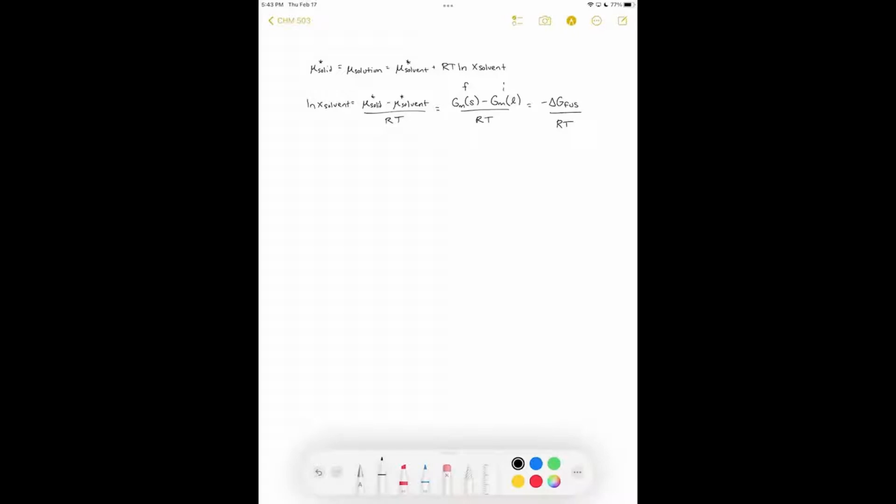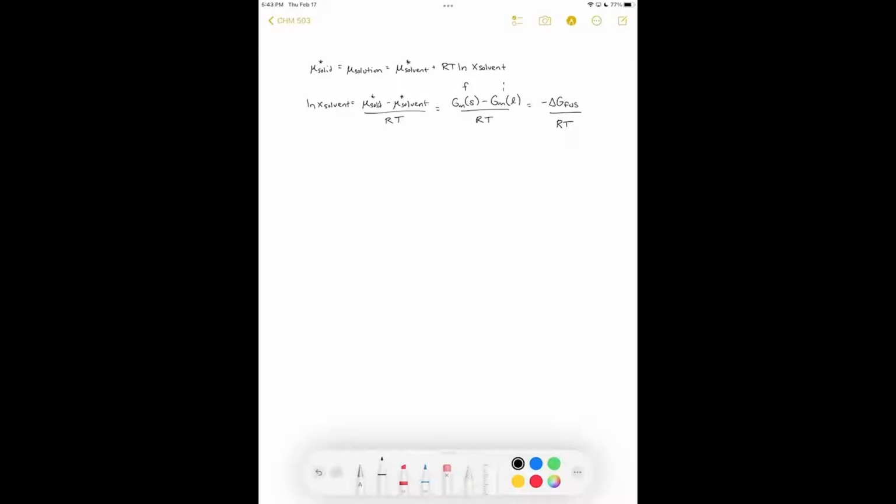So the natural log of the mole fraction of solvent is equal to the negative delta G of fusion over RT. We're interested in how the melting temperature changes as a function of solute concentration. For now, we're going to be using the mole fraction of solvent as a marker of our solute concentration. So for example, if the mole fraction of solvent was 0.95, that means we would have 0.05 mole fraction of our solute. We'll change that at the end.